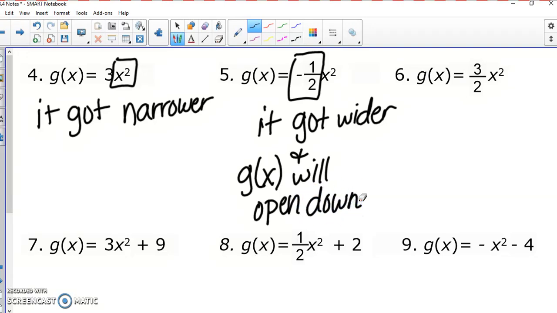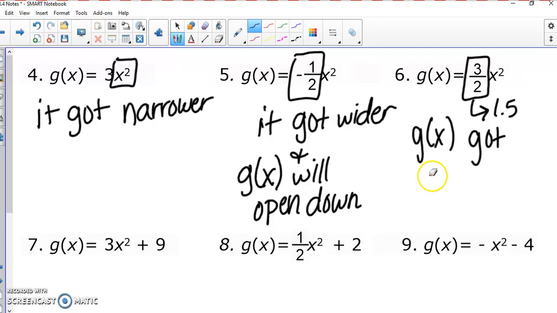Okay. This next one, the only thing that changed was this 3/2 out in front. Now 3/2, remember, is the same as 1.5. And so this is actually bigger than the one it started with. So this graph, we would say g of x got narrower. Okay, and it's still positive though, so the parabola didn't flip at all. Okay, so it would still open up.